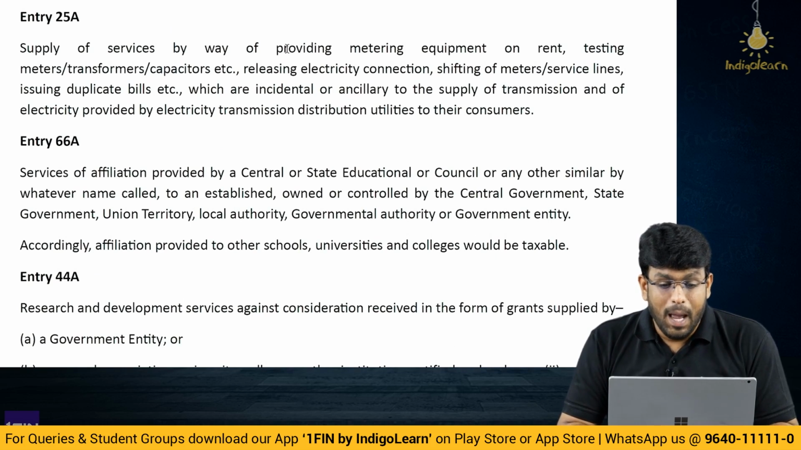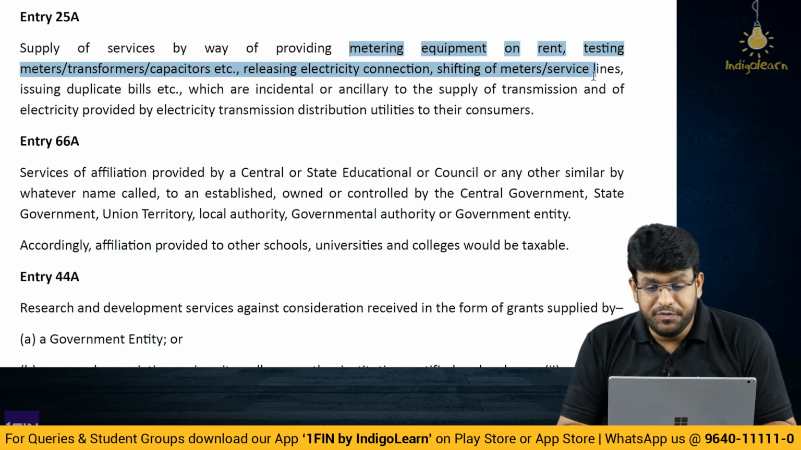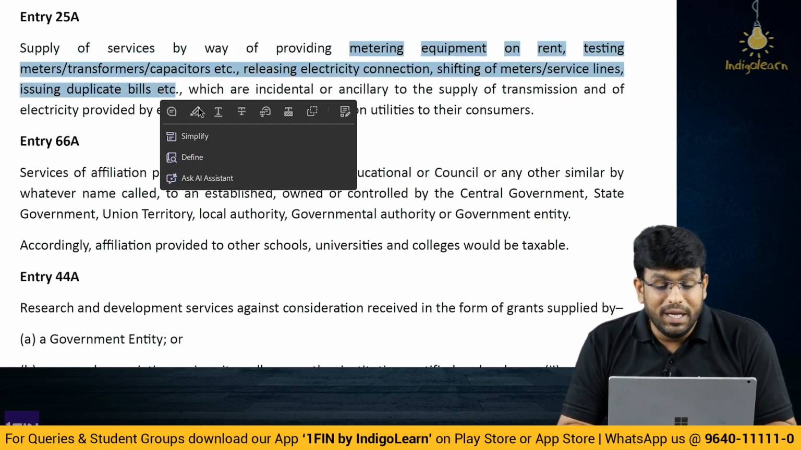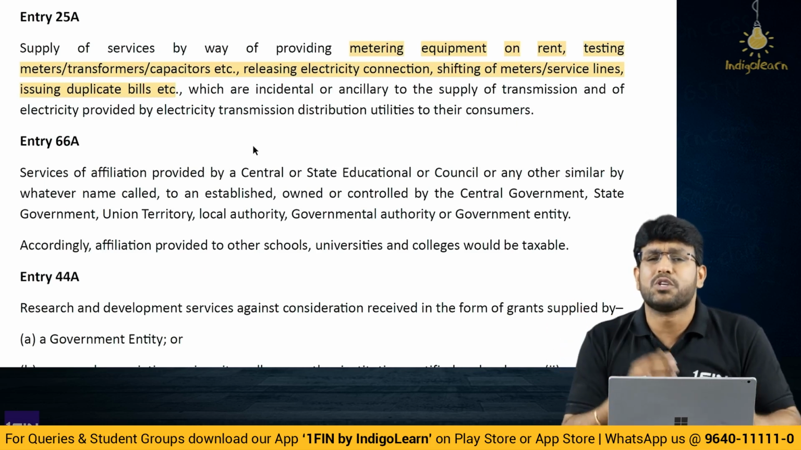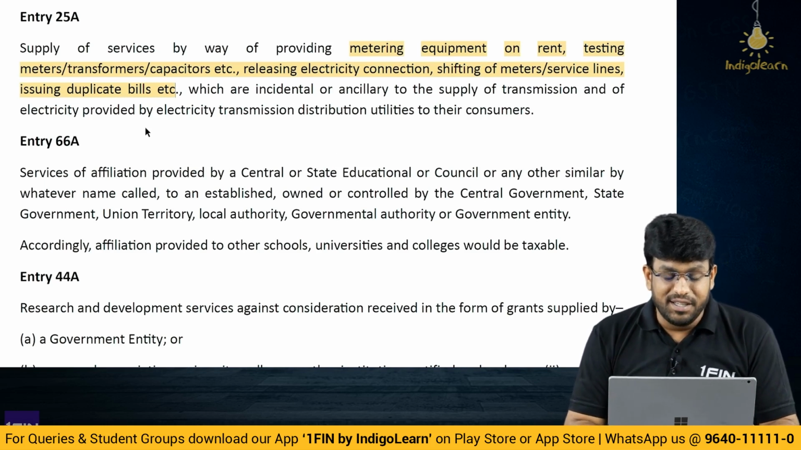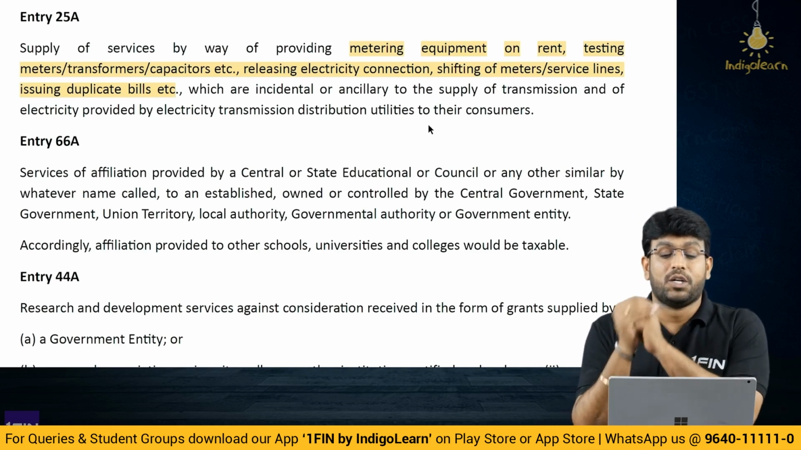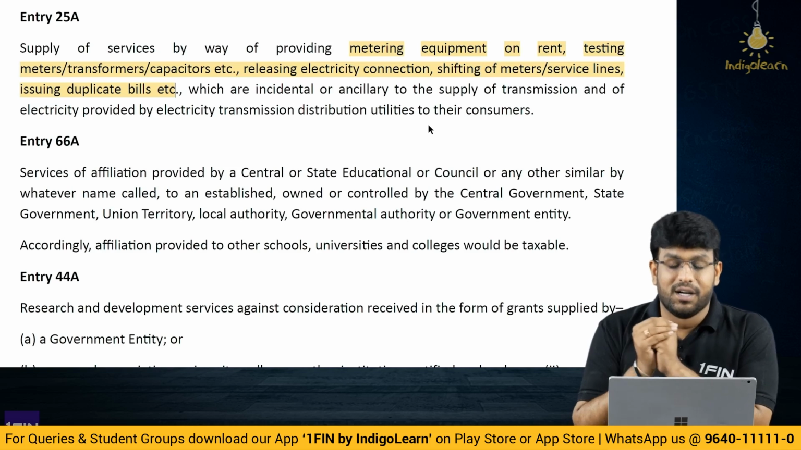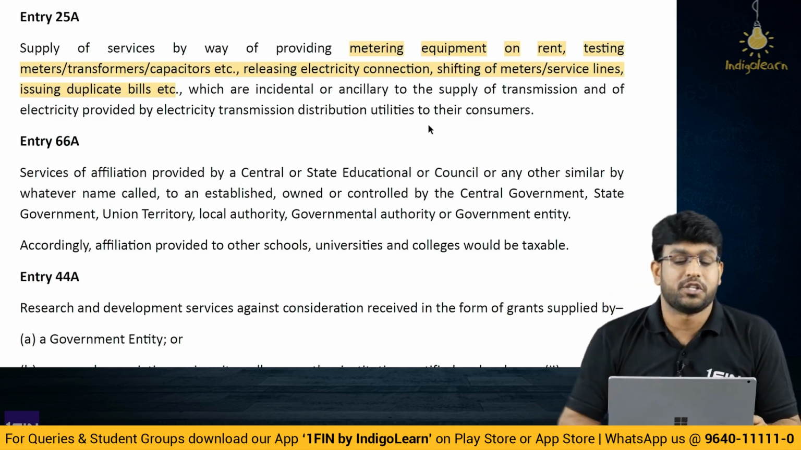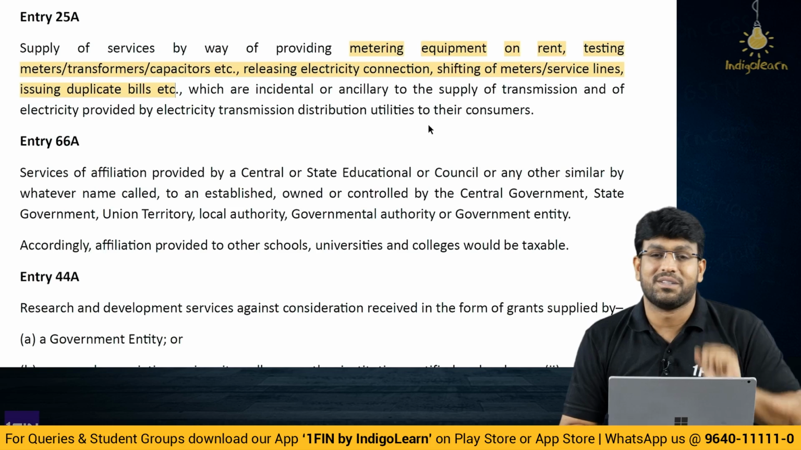Supply of service by way of providing metering equipment on rent, testing meters, transformers, capacitors, etc., releasing electricity connection, shifting of meters or service lines, issuing duplicate bills. They are all incidental to electricity distribution, my dear friends, which are incidental or ancillary to supply of transmission and distribution of electricity provided by electricity transmission distribution utilities to their consumers. So automatically they will all be exempt. What is exempt? Giving metering equipment on rent, testing meters, transformers, capacitors, releasing electricity connection, shifting of meters, issuing duplicate bills. These all services are exempt.